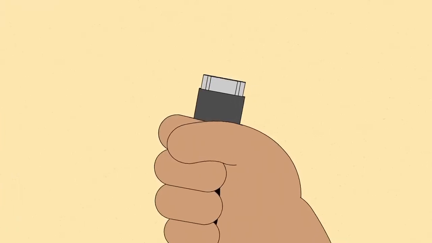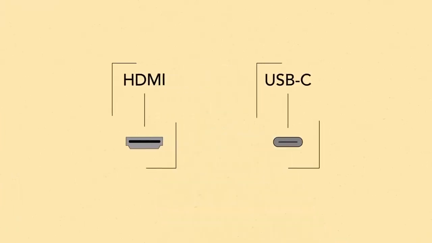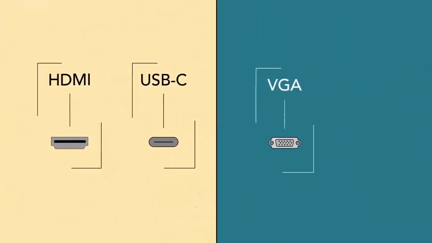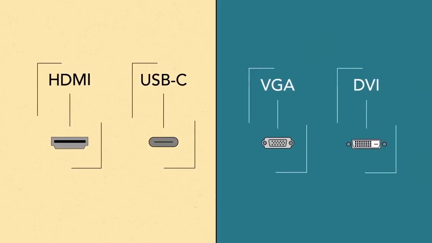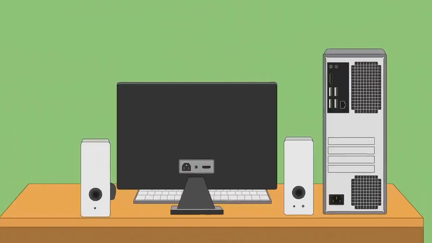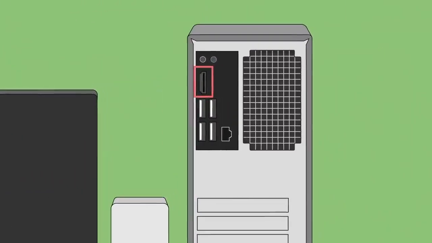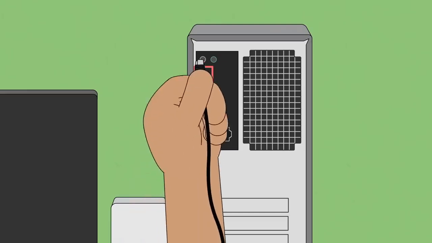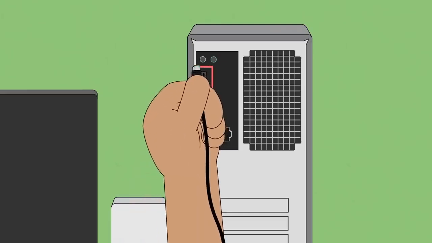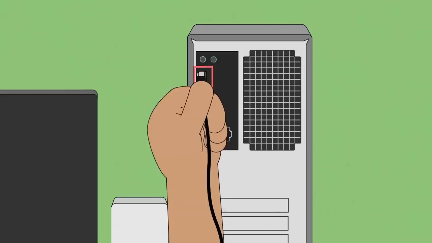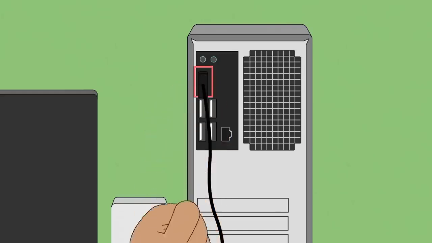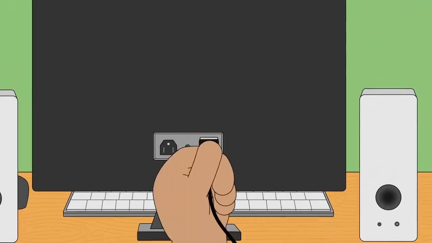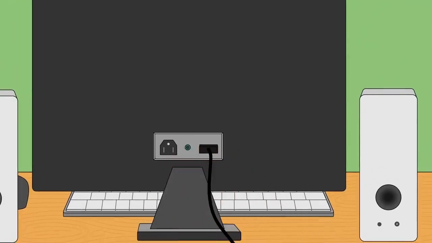Newer monitors often use HDMI or USB-C connections, while older monitors may use VGA, DVI, or another type of connection. It just depends. Now find the monitor port on the back of your computer case and plug the cable in. Most cables are designed to fit a certain way, so if it's not working, don't force it. When you're done, connect the other end to your monitor.